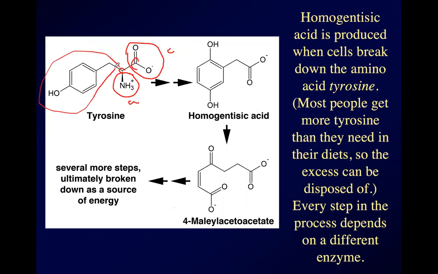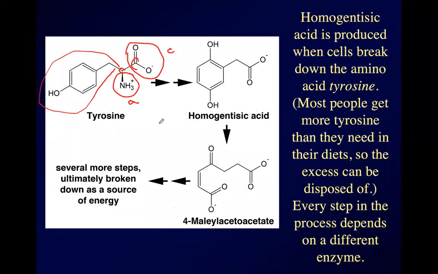Now, you do need tyrosine to make proteins, but most people get more than they need. So most people have excess tyrosine, and your body disposes of that. And here's the trick. Tyrosine goes through several steps that I'm not including, and after several steps, each one driven by an enzyme, it's turned into a chemical compound called homogentisic acid.